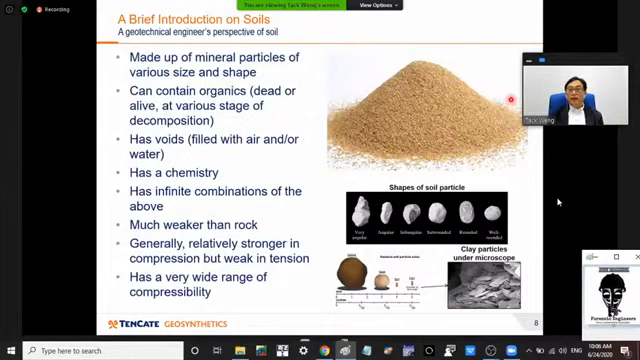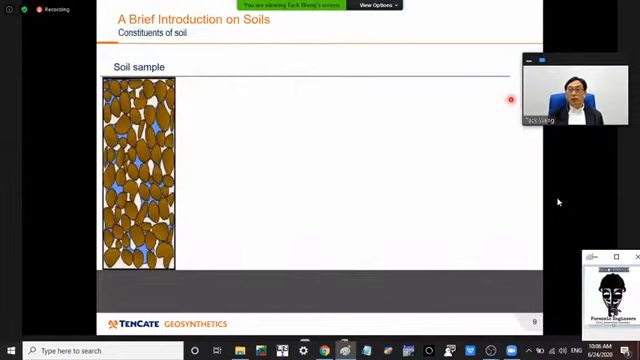We can identify components in soil in 3 phases, namely solids, water, and air. The combined water and air phases constitute the voids of the soil matrix. And when the voids are completely filled with water, we call that a saturated soil. The solid phase can consist of particles of various sizes.